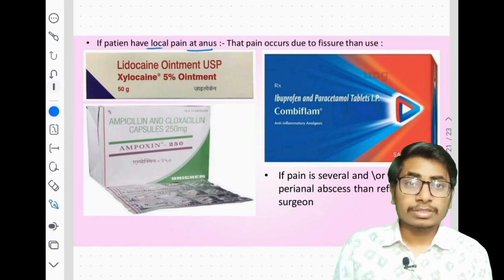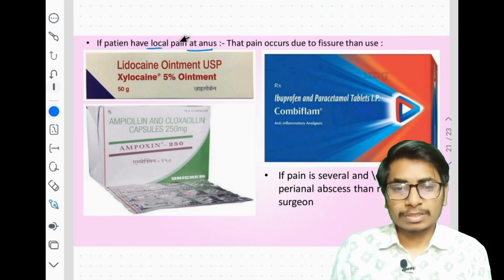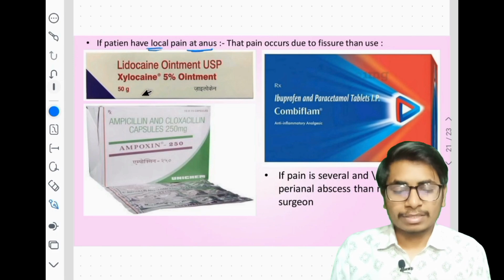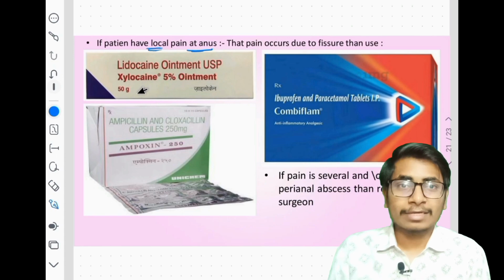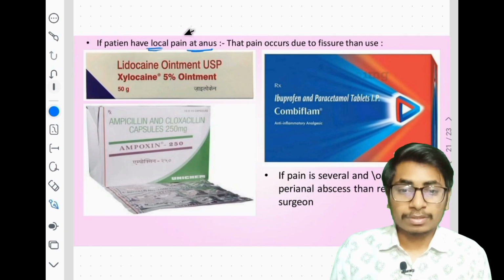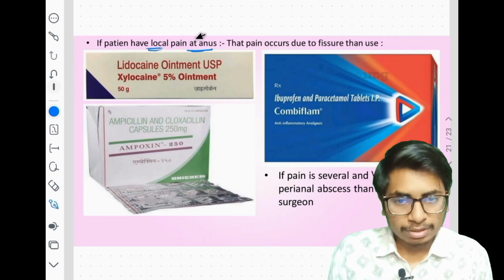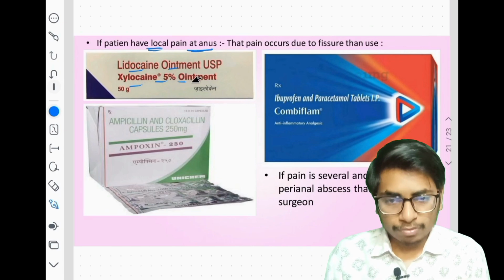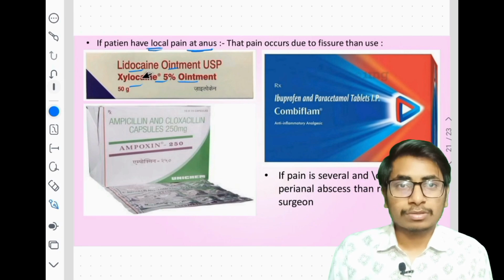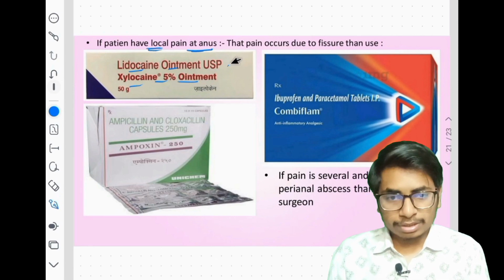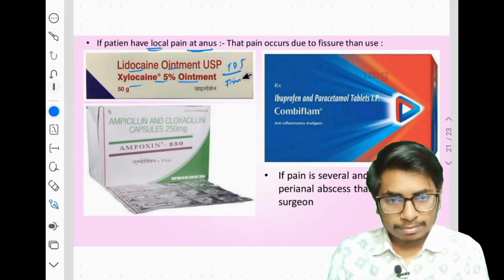Now we see the third circumstance. In this case, the person comes with the complaint of constipation and local pain at the anus, and in physical examination we identify that the person has a fissure at the anus. Due to that pain the person developed constipation, so we can use lignocaine ointment or xylocaine 5% ointment, which the person applies per rectal after every defecation, or TDS, or during the time of the pain.